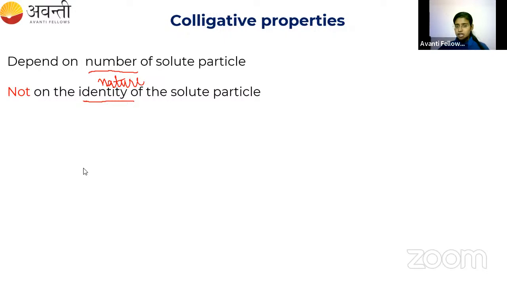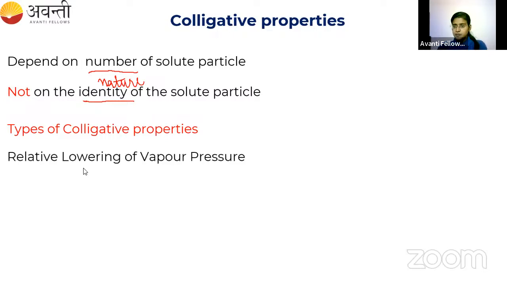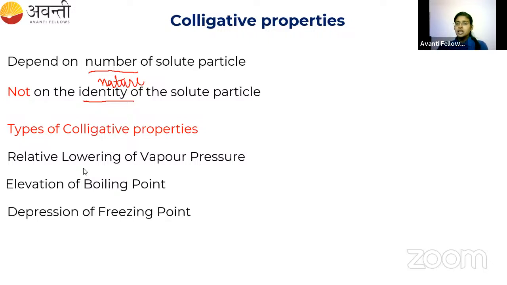So what are colligative properties? Colligative properties are the properties which depend on the number of solute particles and not on the nature of the solute particles. How many particles are present inside it? Accordingly, the property will change. That is the meaning. There are 4 types. One is relative lowering of vapor pressure. Second is elevation of boiling point. Third is depression of freezing point. Fourth is osmotic pressure. These are the 4 types.